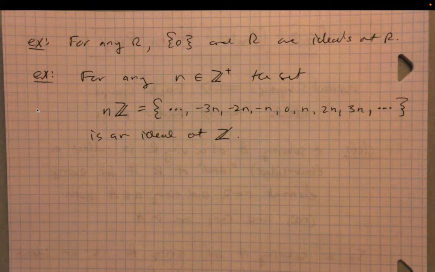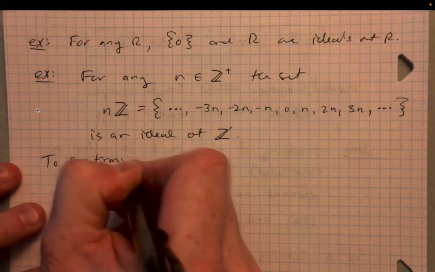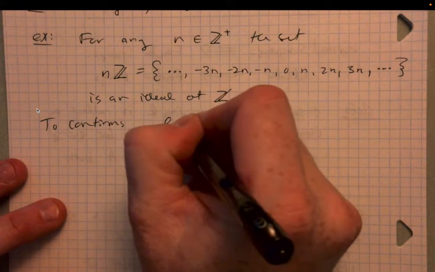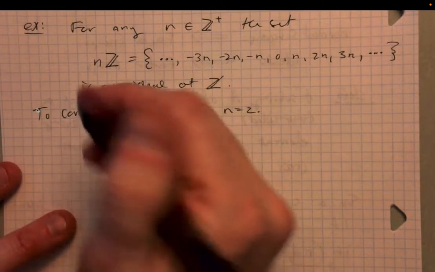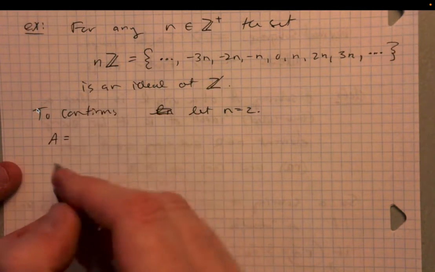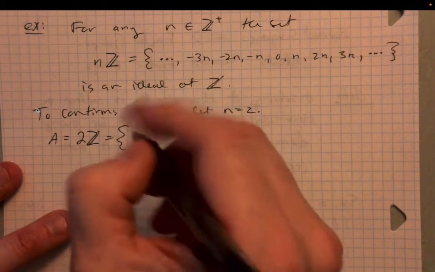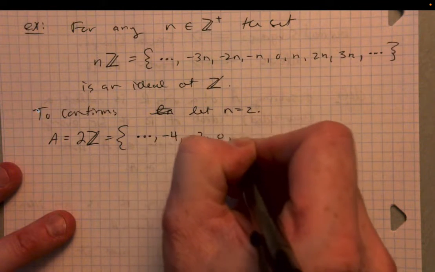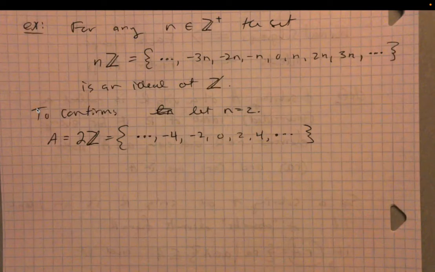All right, we can use the ideal test to confirm this, right? So to confirm, what would we do? Well, let's let n equal 2. So our subset here is A equal to 2Z, right? And then what are those elements? Well, you probably know, but let's just be sure. Negative 4, negative 2, 0, 2, 4, and so on, right? So basically all of the even integers.